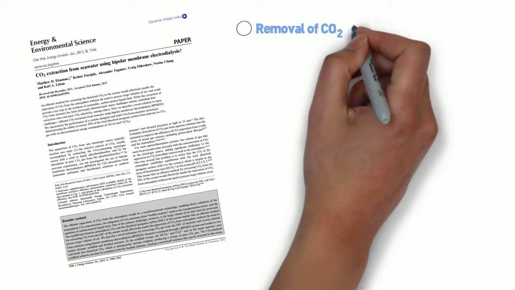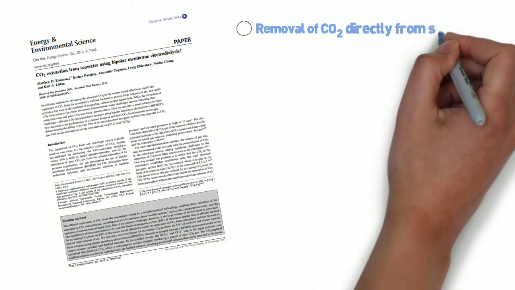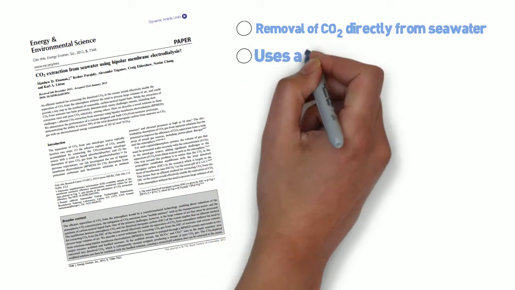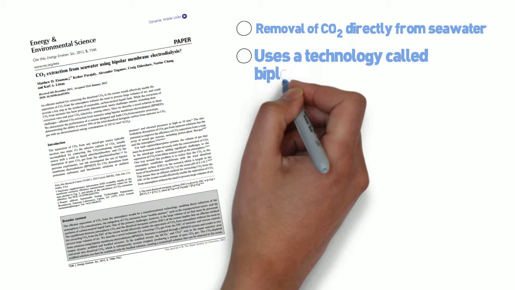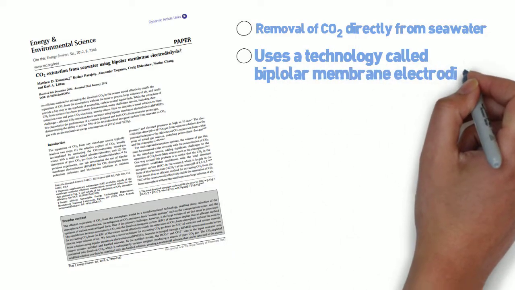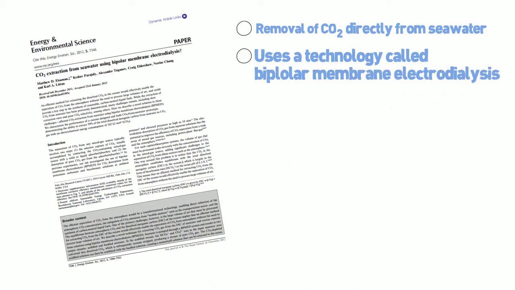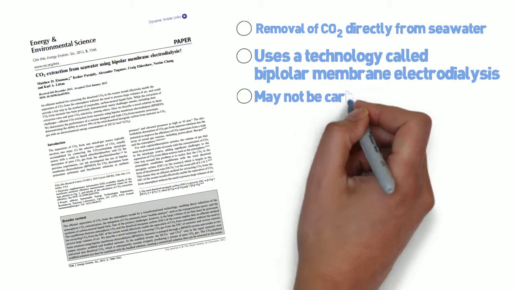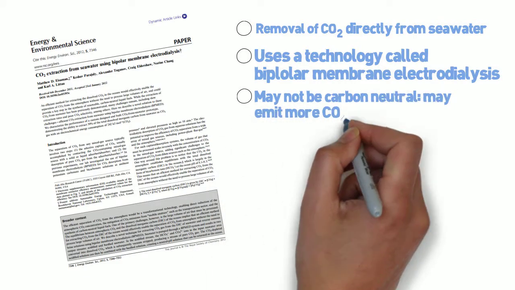It has also been suggested that it would be possible to remove carbon dioxide directly from seawater by using a technology called bipolar membrane electrodialysis. However, this technology can be expensive and may not be carbon neutral, as it may produce more carbon dioxide through burning fossil fuels than it removes from the ocean.